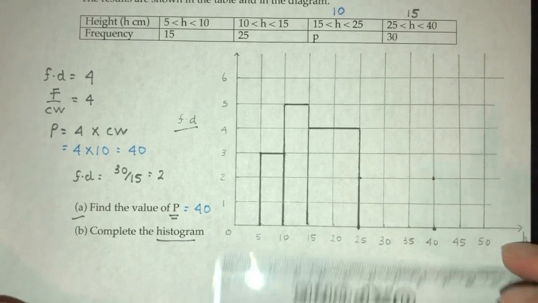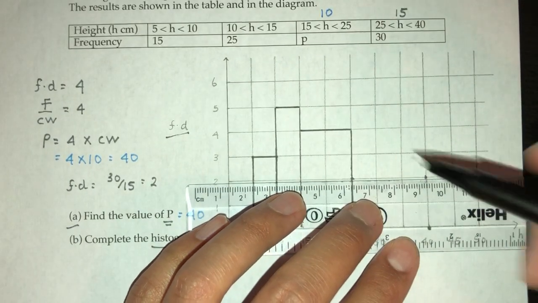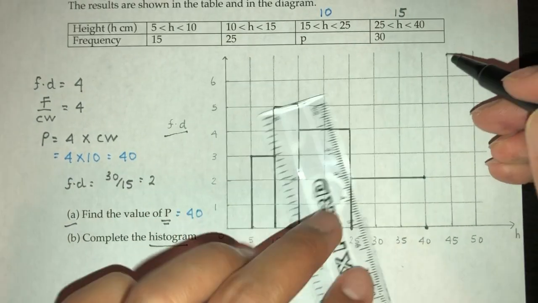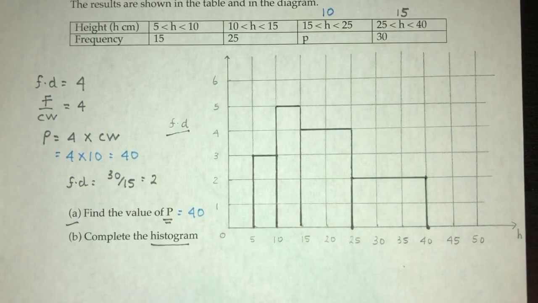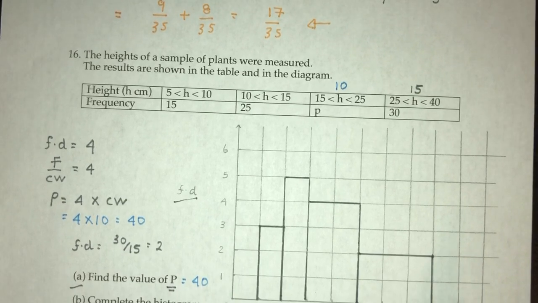So let's see, what do we have here? So these two. So that will be the last one for your histogram, and that will be your question 16.